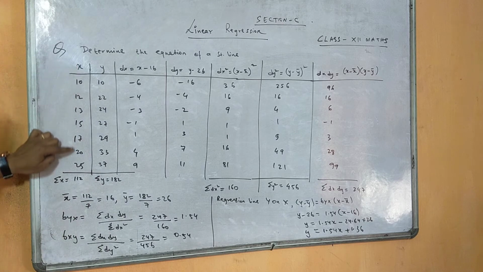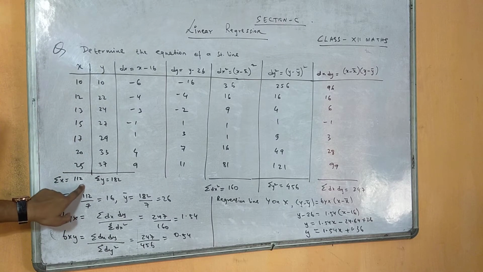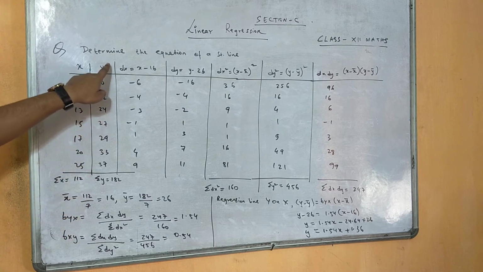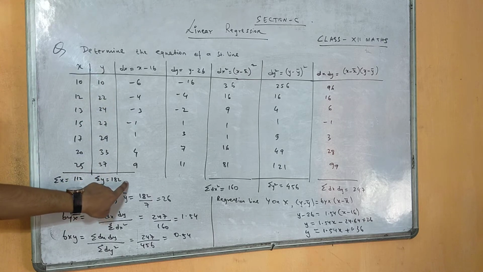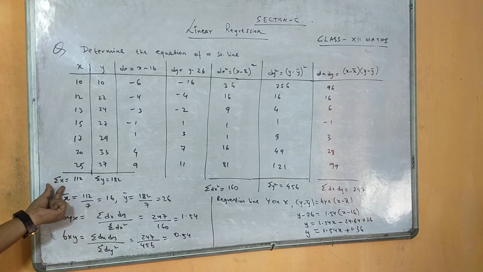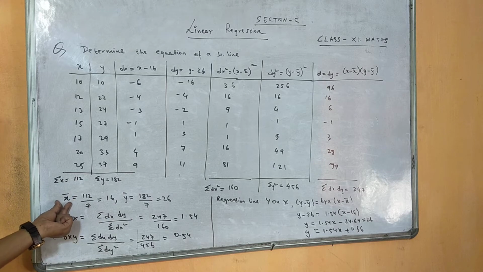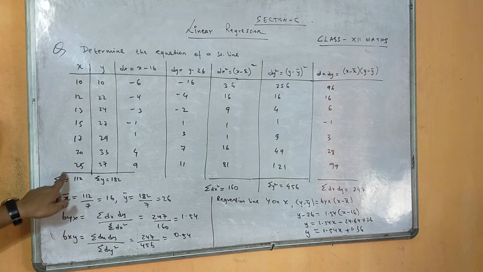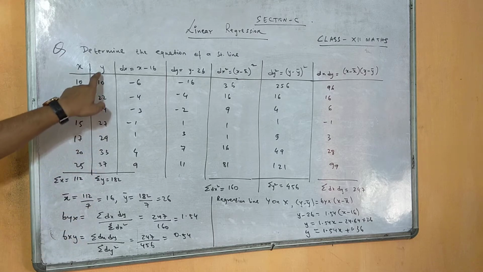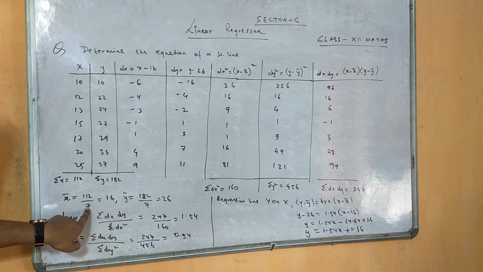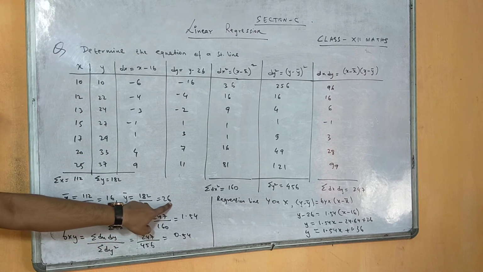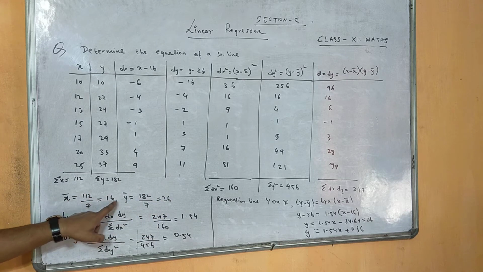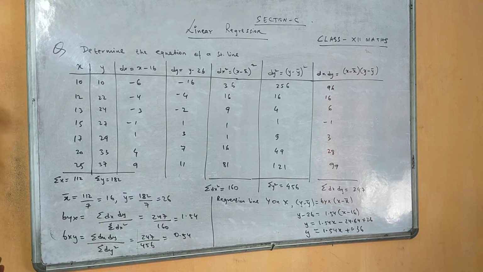We will add all x values. How much did I get here? That means 112. I added all y values, I got 182. So after getting summation of x and summation of y, we will find the mean. If we count, there are 7 elements, so total divided by 7. Similarly, this total will be added and divided by 7, then we will get 26. That is, what is our x bar? 16. Y bar is 26.